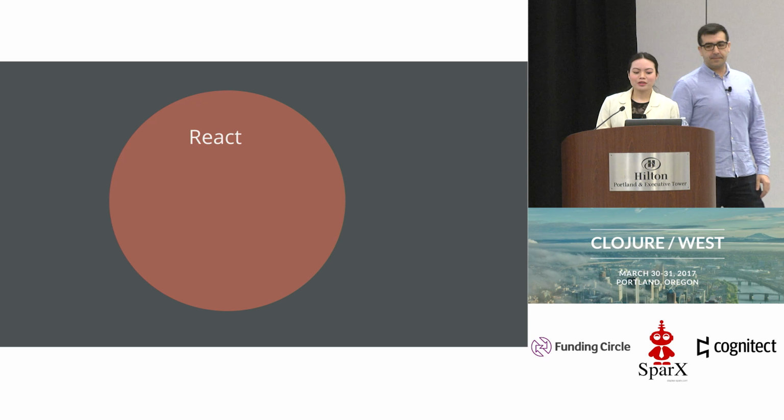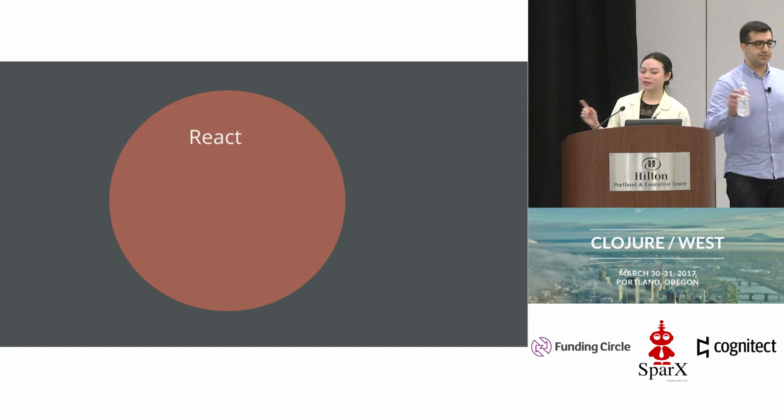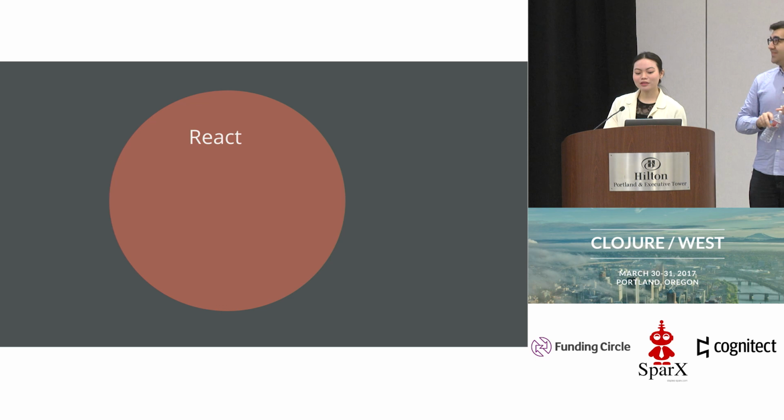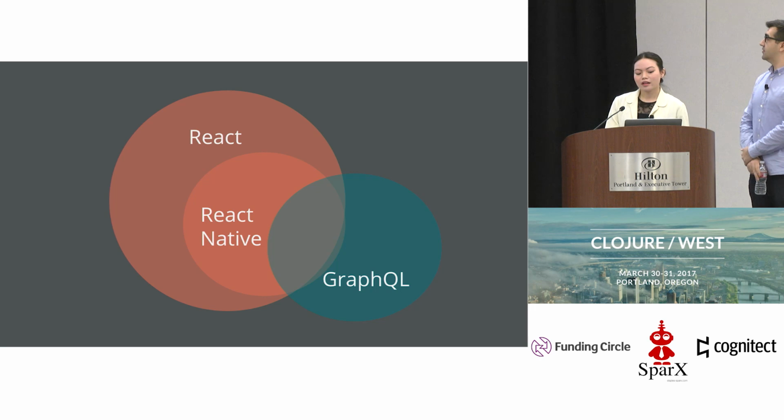Now that you guys know what each technology is, let's put this into perspective. We have here the React community, which is now a pretty big community. And a subset with a little bit of disjoint of React is React Native. We have the GraphQL community. There are people who are using GraphQL with or without React. And the Expo community is an even smaller subset of the React community. At last, we have our lovely ClojureScript community.